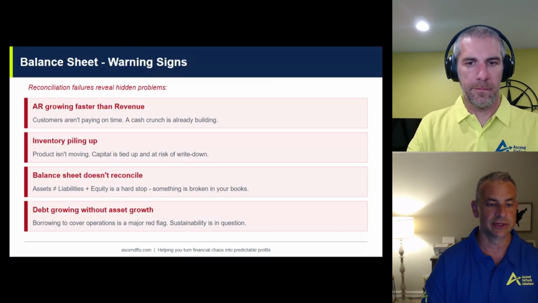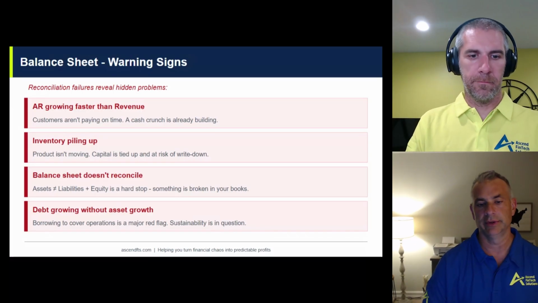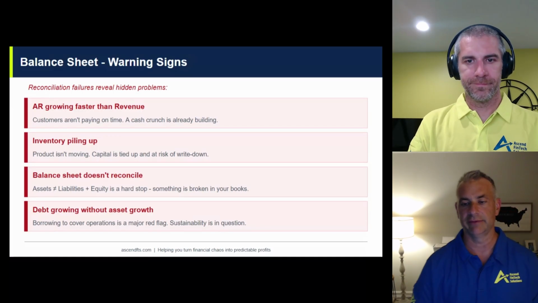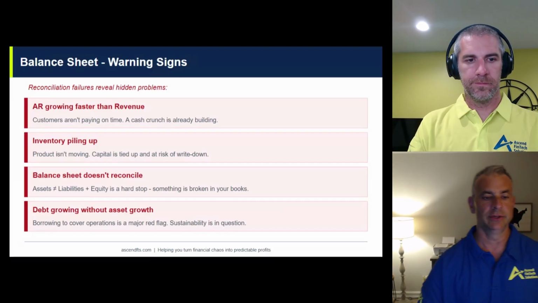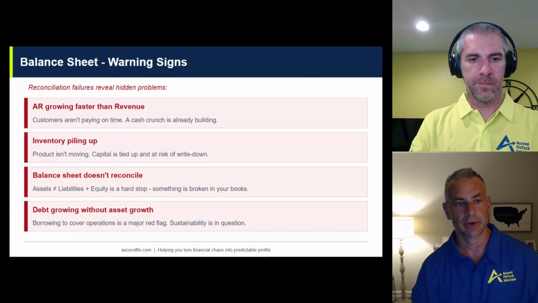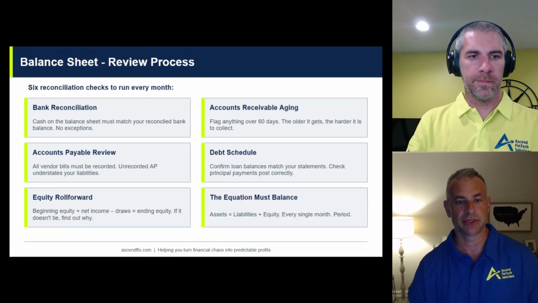And then obviously your debt. You want to keep track of anything that you owe, whether it's on equipment or a line of credit. With seasonality, you just want to make sure that you're tracking that appropriately as well. So those are some warning signs on the balance sheet. Again, here are some steps to run through every month to review this.